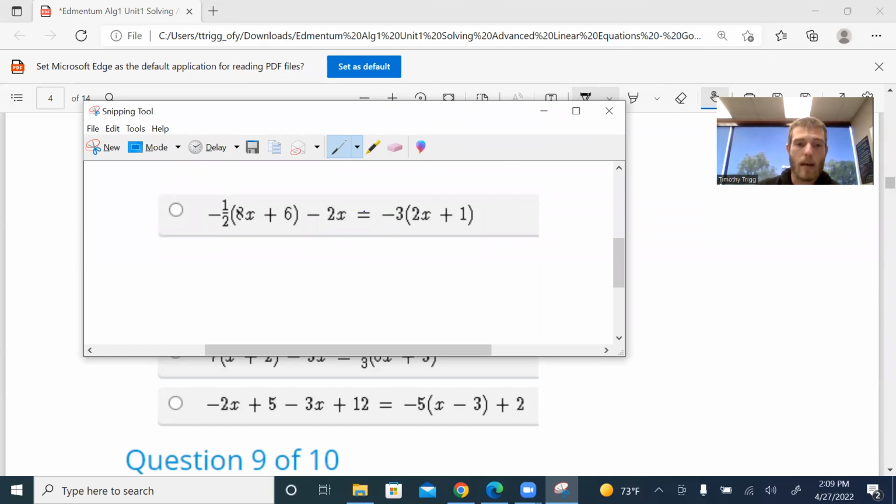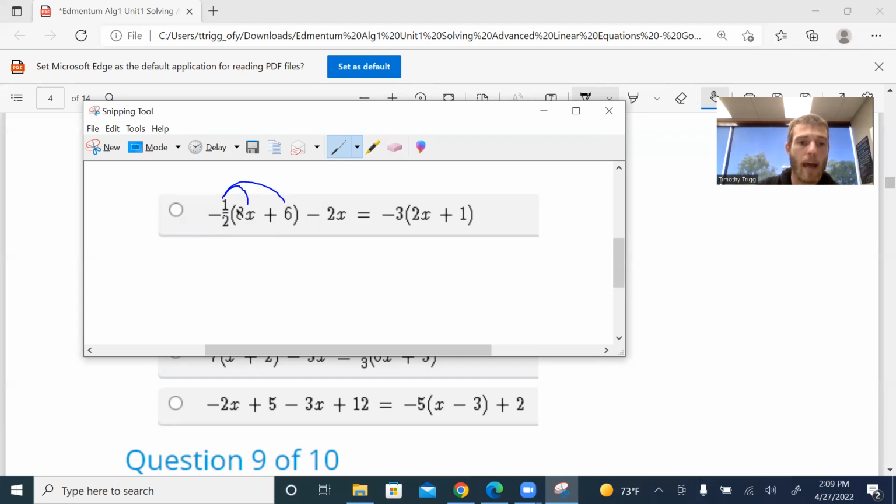Okay. Well, let's go ahead and work this out. What do we do first? Well, some of you might be saying, well, we should multiply by 2 to get rid of this fraction. And indeed, you could do that. But in this case, we're not going to do that, because when we distribute this 1/2, the fraction will take care of itself. And you'll see why.